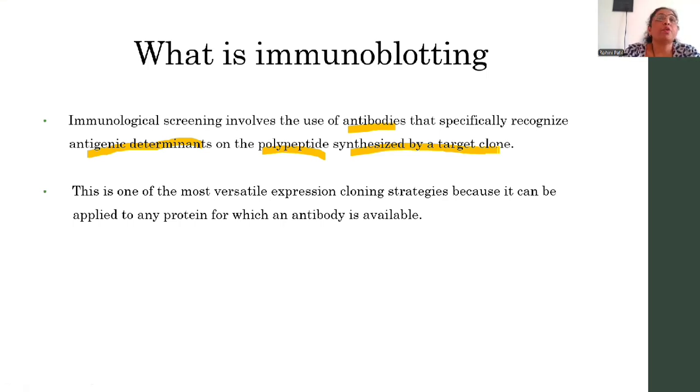This technique is used for screening cDNA libraries where there is expression of the gene and a protein or polypeptide is synthesized. From thousands of clones, we have to find out which clone allows expression of the gene, that is, synthesis of the polypeptide. To find that out, antibodies are used, and as we know, antibodies are very specific to their target, that is, specific for the antigen or epitopes. This is a highly versatile technique.